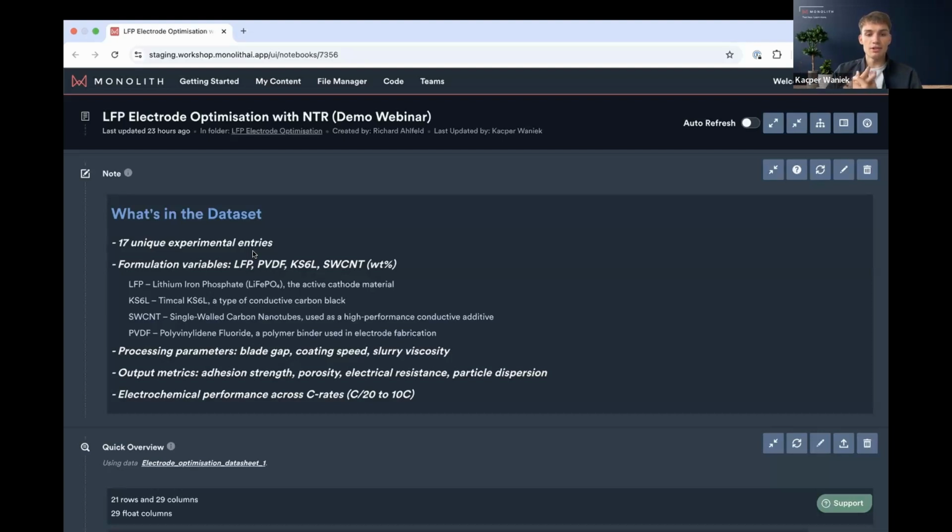And for outputs, we're measuring a range of important properties, including the adhesion strength, the porosity, the electrical resistance, and metrics around the particle dispersion. Finally, we've also got the electrochemical performance, and we are looking at discharge capacities recorded at multiple C rates, from a slow discharge at C/20 all the way up to fast discharge at 10C.